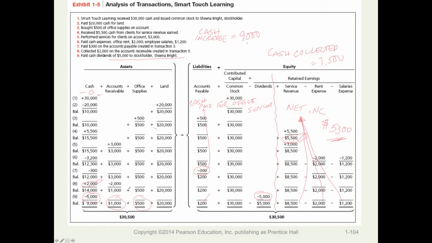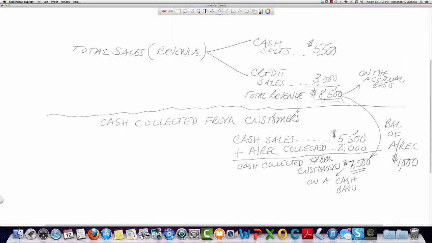And there's one last point. Remember that dividends are not expenses. So again, even though they look like expenses, the only expenses we have are $3,200 in cash expenses. Again, we have the cash collected of $7,500. So the dividends are not expenses, just as the inflow of cash from the investment in common stock is not the same as a sales revenue.